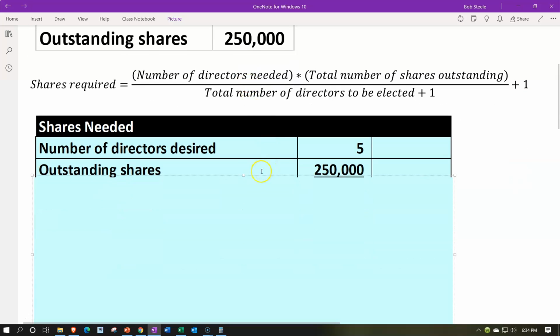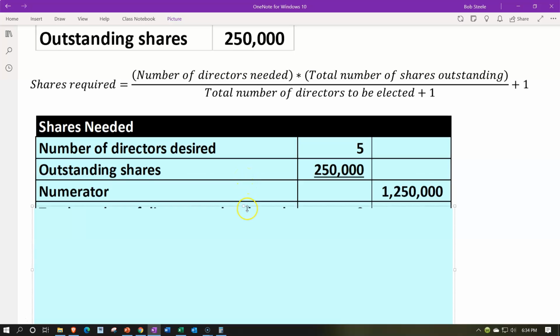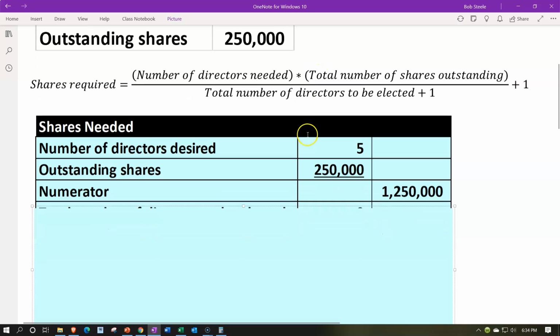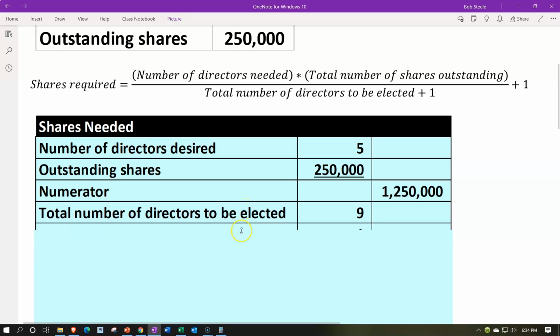That's what we're looking for, locking down in our vote 5 out of 9. Outstanding shares are going to be 250,000. So total number of shares outstanding, 250,000 times 5, because each of those shares gets 5 votes. That's kind of how the cumulative voting will work. That comes out to 1,250,000. Then the denominator, we're going to take the total number of directors to be elected.